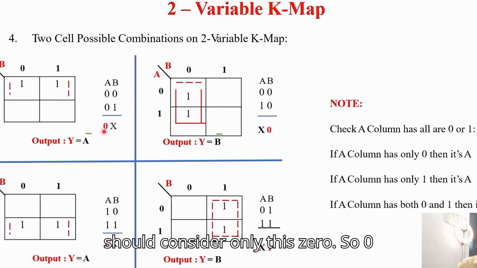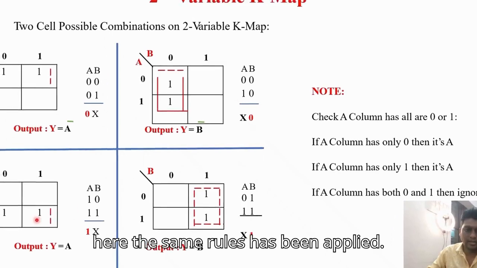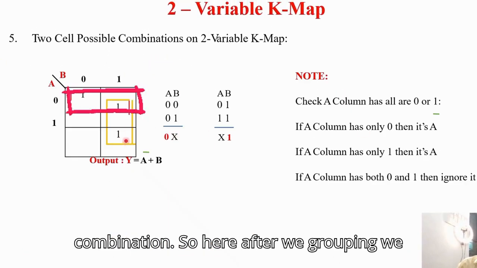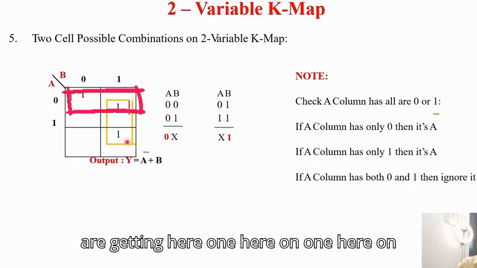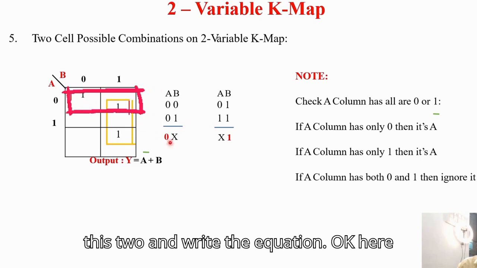So we should consider only this 0. 0 means it is A bar. Similarly here, the same rules are applied. This is one type of 2 cell possible combination. Here, after grouping, we are getting 1 here, 1 here, 1 here. So we group this 2 and this 2 and write the equation. Here it will be A bar.